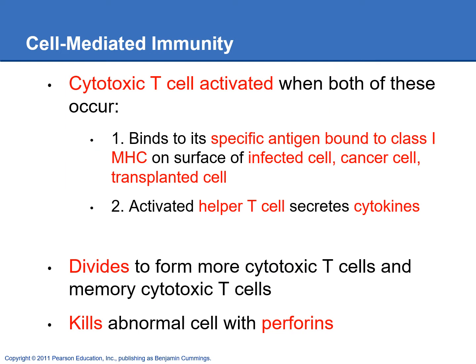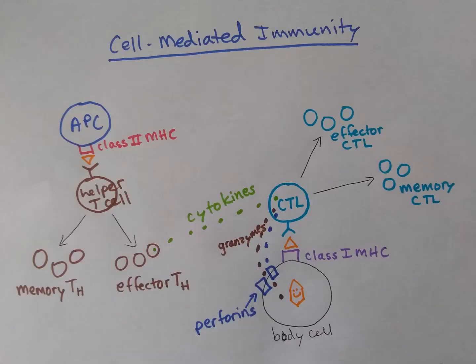So cytotoxic T lymphocytes, when they find their match, are not going to react right away. They need that double check signal from the helper T cell to say, yep, you really did find your match. So let's take a look at the cytotoxic T cell activation. We're going to start over here on the left.